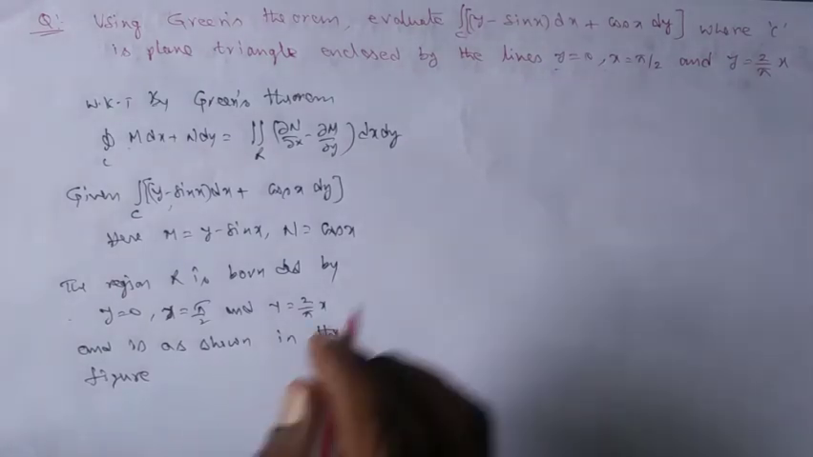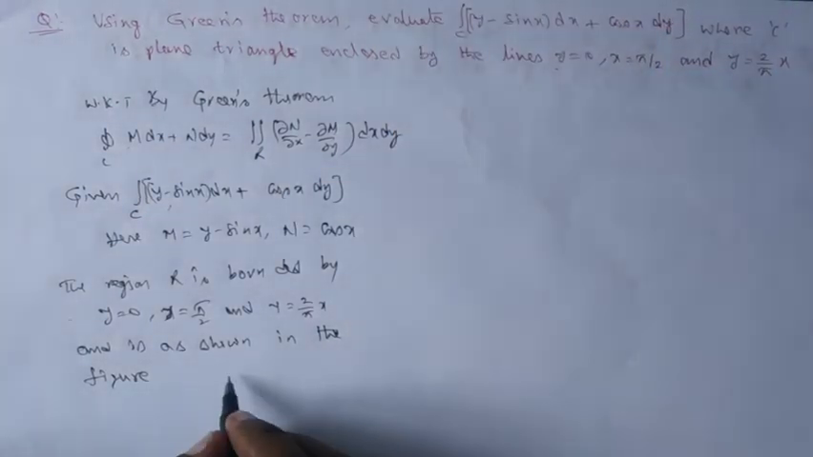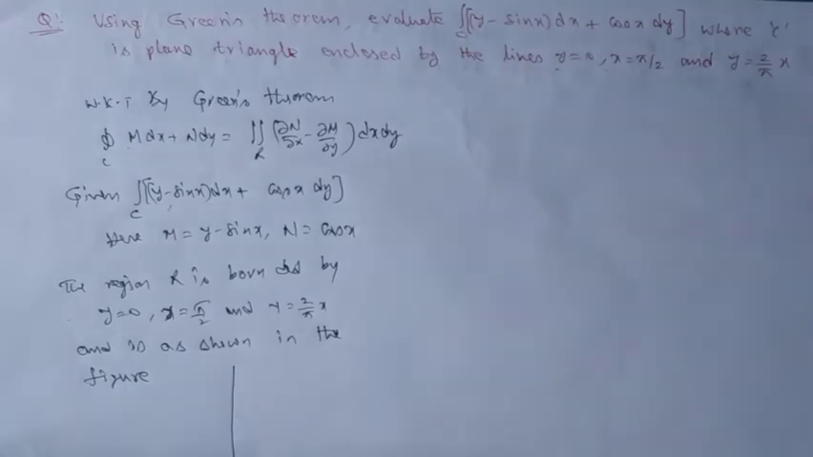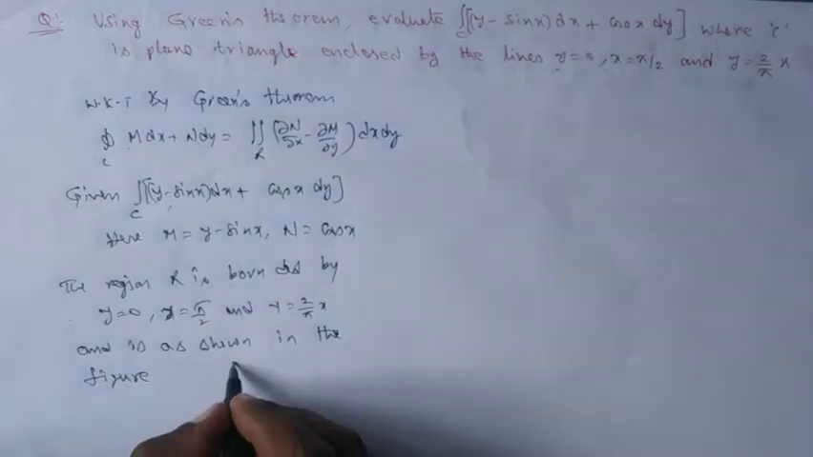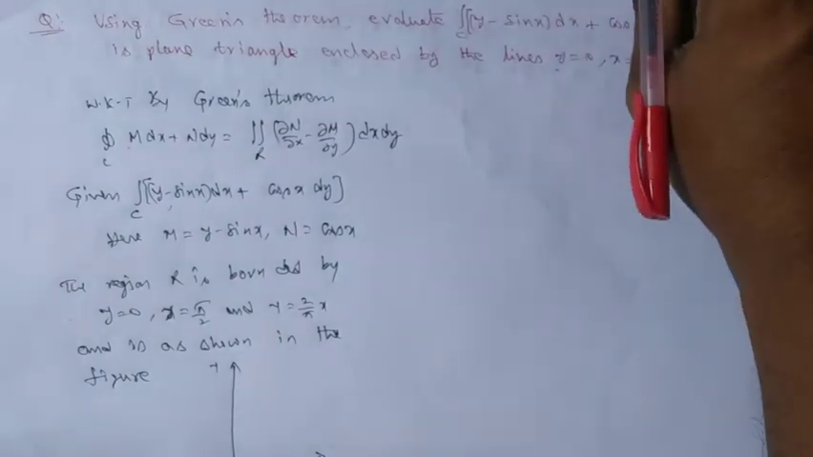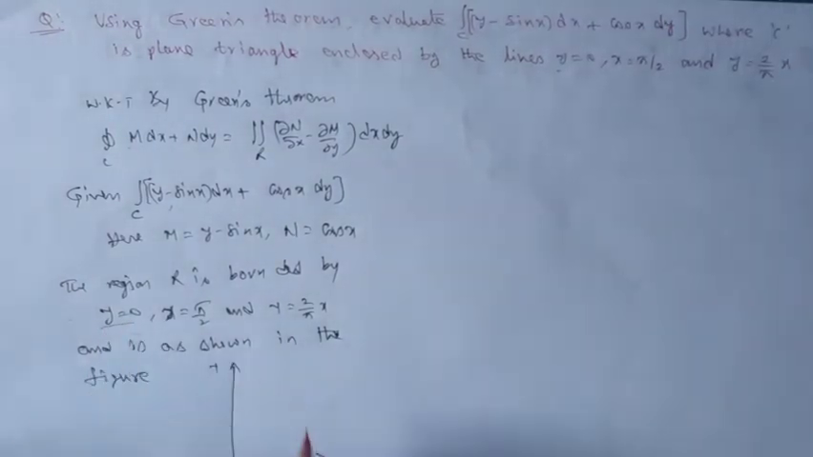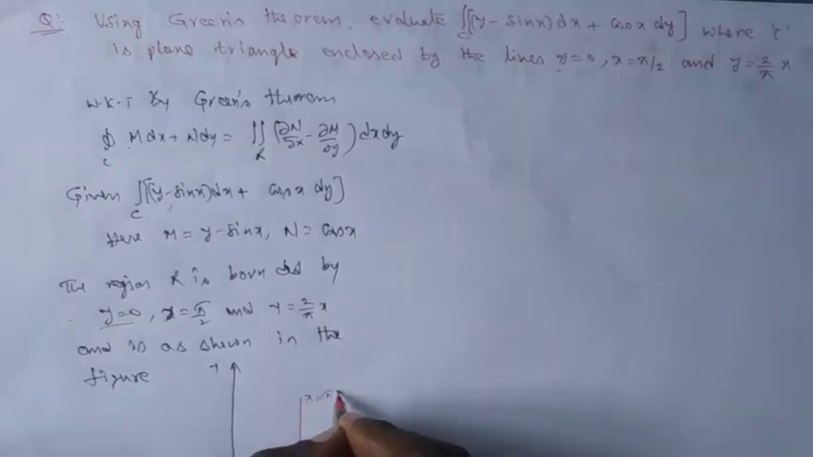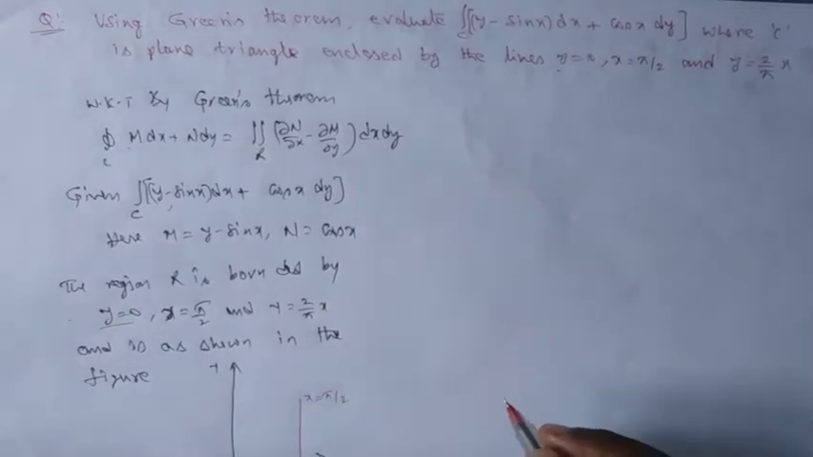I am taking here x axis, y axis as it is. This is our x axis and it is y axis. Now what are the lines here, or what are the curves given? First one is y equal to 0. Y equal to 0 means this curve, x axis, and x equal to pi by 2. I am taking x equal to pi by 2 like this. This is x equal to pi by 2 line. That means it is a line parallel to y axis.